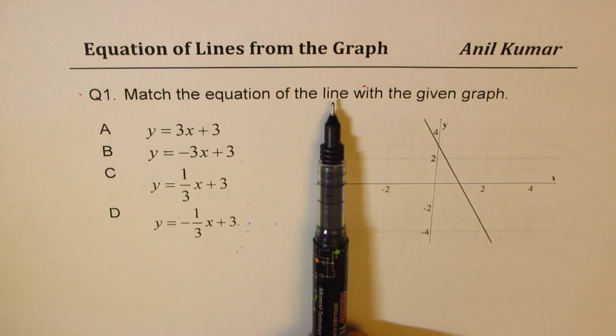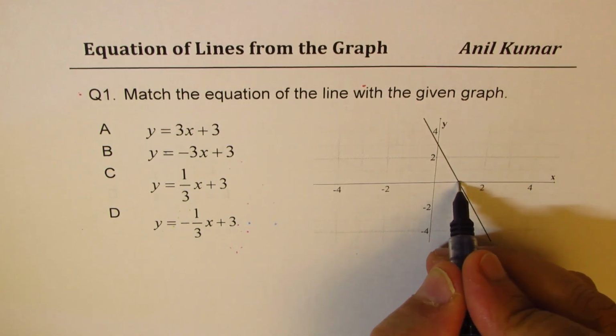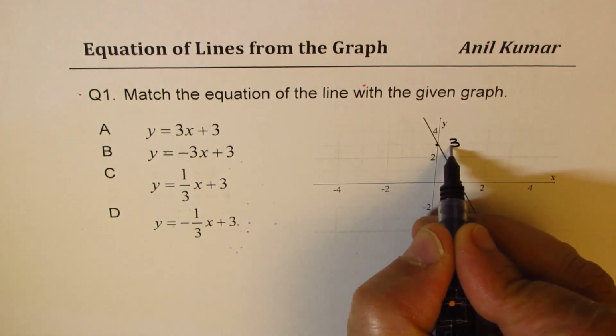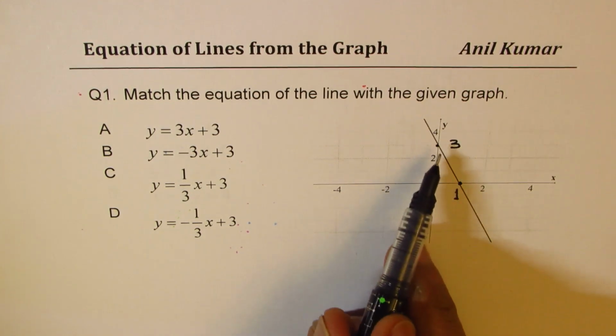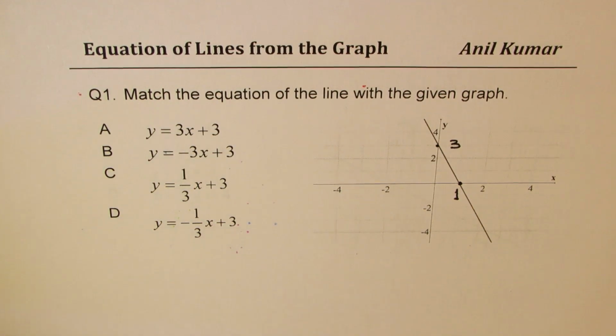Match the equation of the line with the given graph. So we are given a line. Let me write down clearly that the x-intercept is 1 and the y-intercept is 3. Now if these are your x and y intercepts, what is the equation of this line? Four choices are given to you. How will you find it?